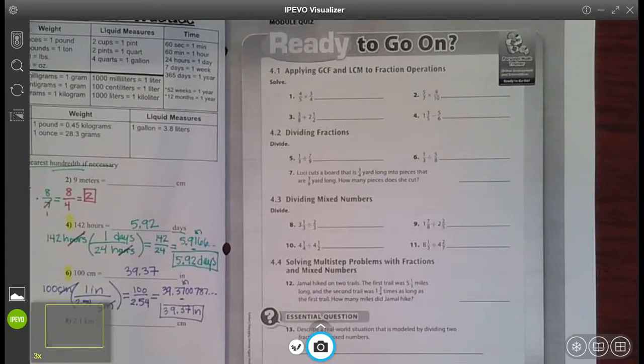Hello, my little mathematicians. Today we're going to review all the operations of adding, subtracting, multiplying, and dividing with fractions. So in your textbooks, page 101, or this page in your packet.